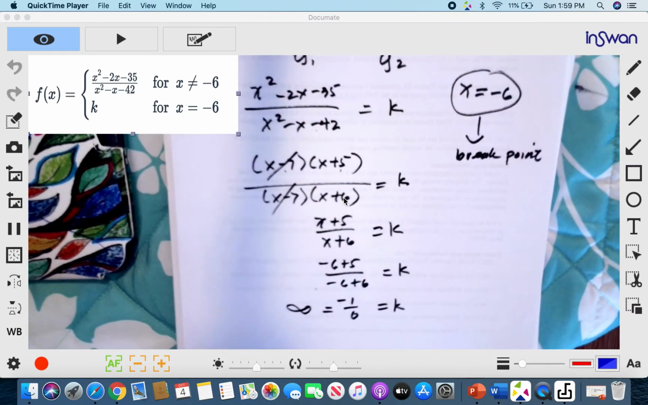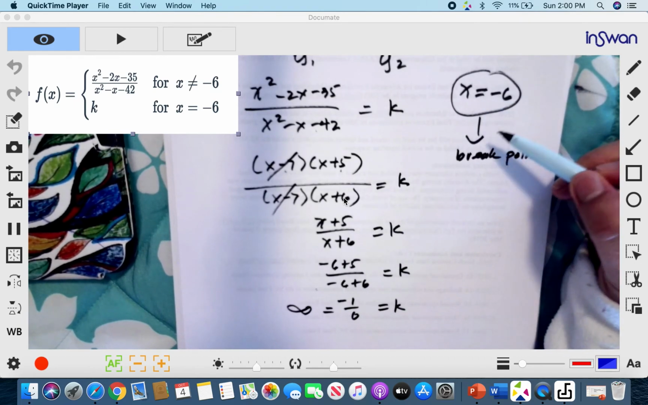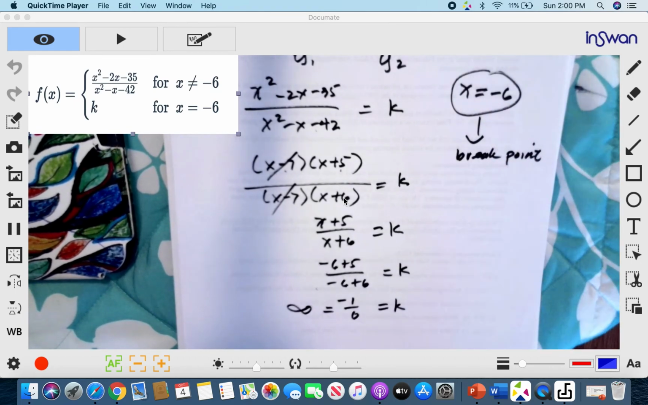So therefore, there is no such thing as a limit, okay? There is no existing limit for a certain point at x equals -6 in this function. So therefore, our value of k here is undefined since the limit of your function as it approaches -6 does not exist.